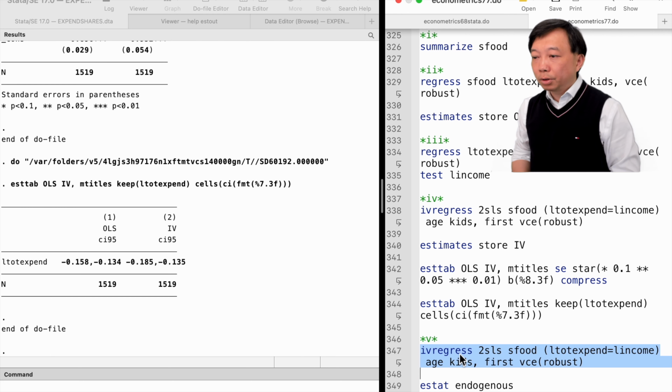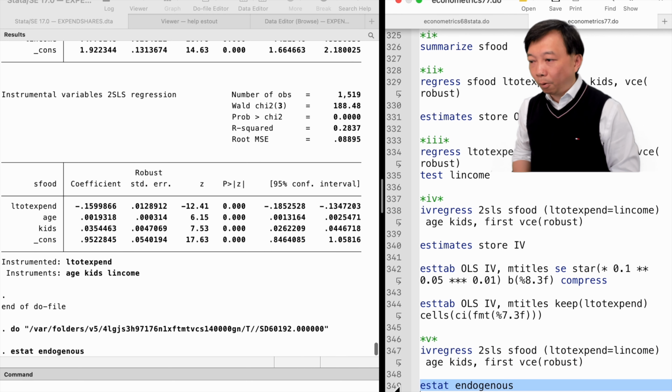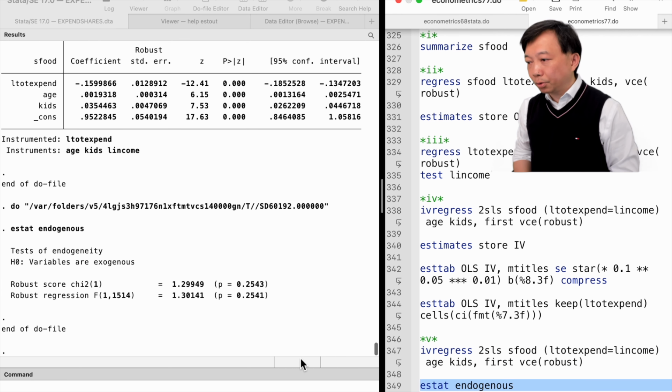The endogeneity test can be performed after the two-stage least squares estimation. We type estat endogenous and find that we could not reject the null hypothesis that the log total expenditure is exogenous. The p-value is 0.25.